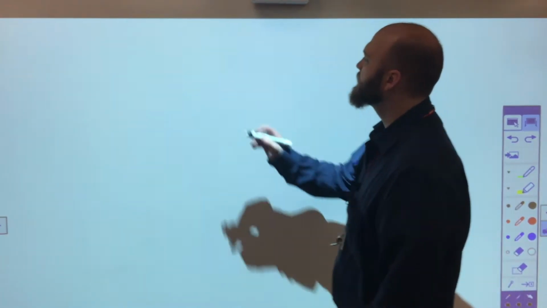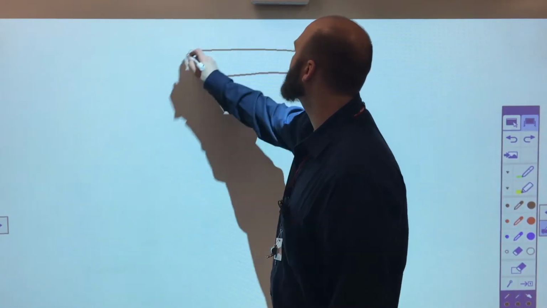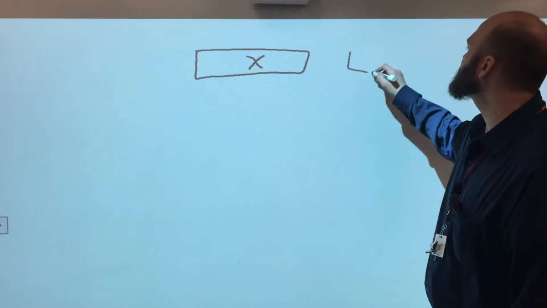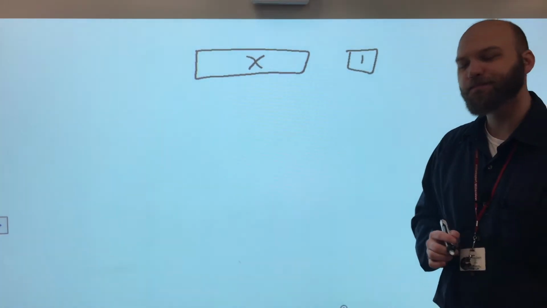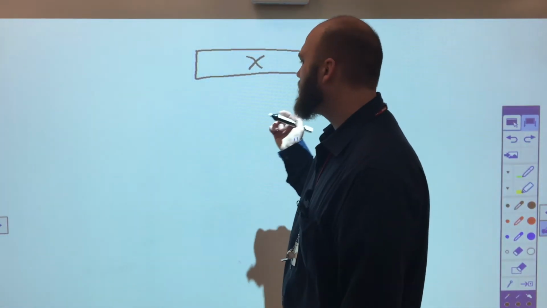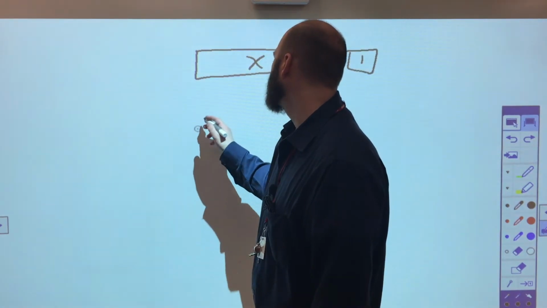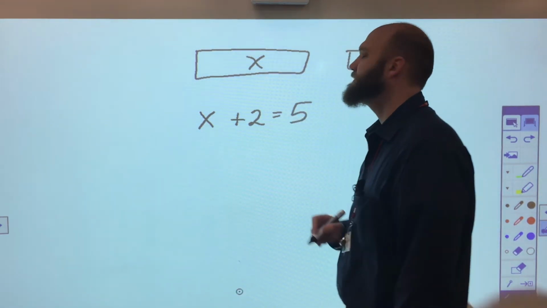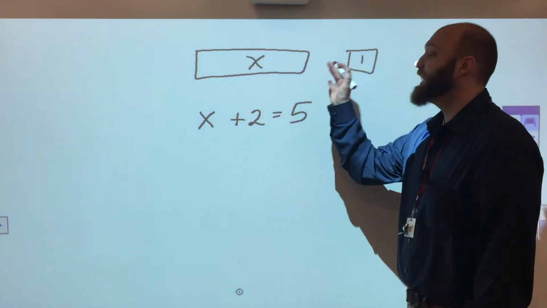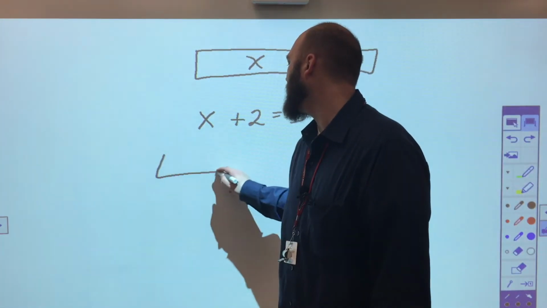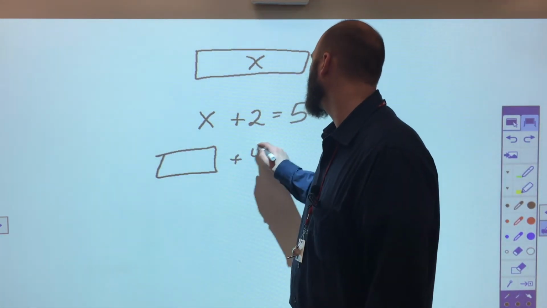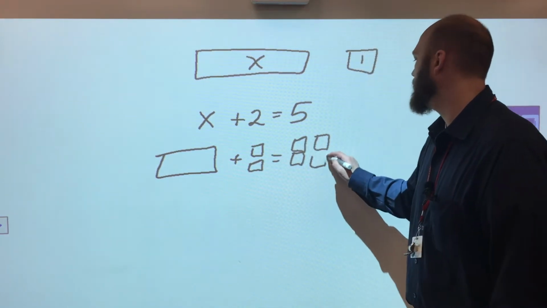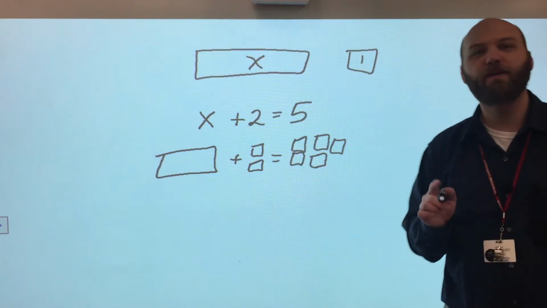So if I had something, for example, this is going to represent x. That's the number I don't know yet, right? This is going to represent 1. So if I had something along the lines of x plus 2 equals 5, I would write it in algebra tiles like this. x plus 2 equals 5. So I have x plus 2 equals 5.